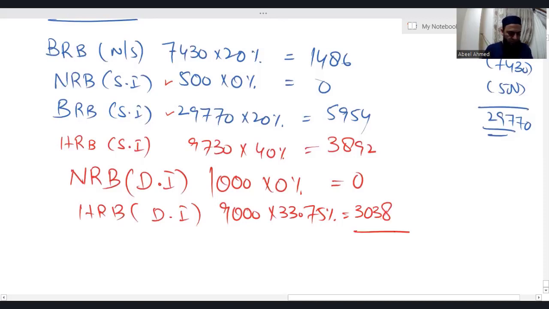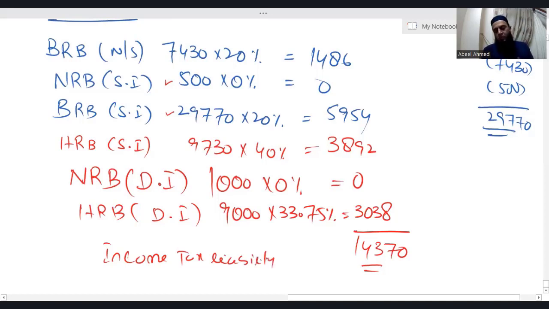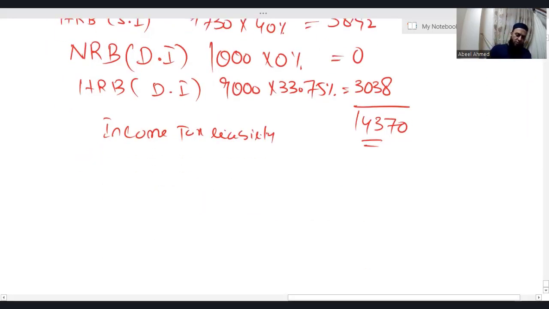1,486 plus 5,954 plus 3,892 plus 3,038. Total is 14,370. This is your income tax liability. So the income tax liability is 14,370.